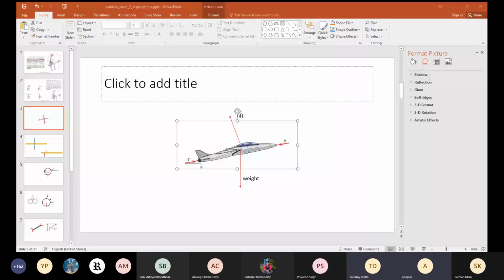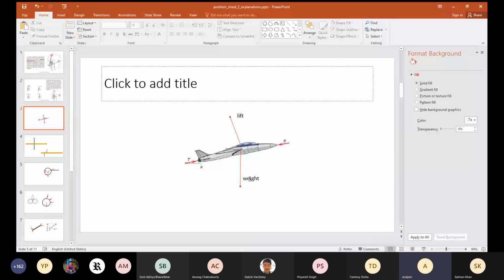Sir, should the lift force be parallel to the weight? No. Lift is like the normal reaction, perpendicular, like the normal reaction on the ground. Yes, perpendicular to the line joining the thrust and drag. Thrust and drag are normally collinear, and perpendicular to this is the lift. Okay, sir, understood. But that is a fluid dynamics concept.